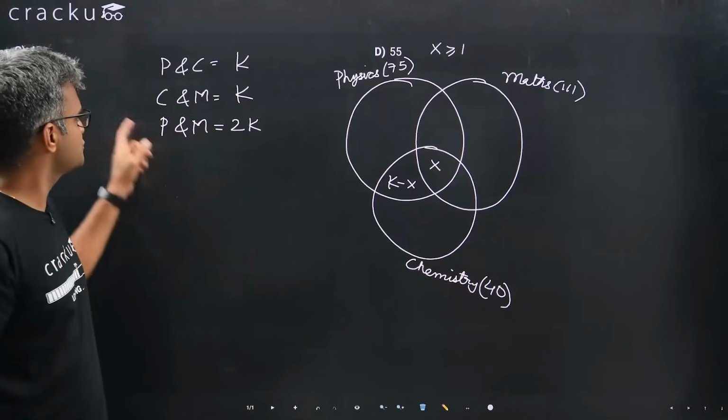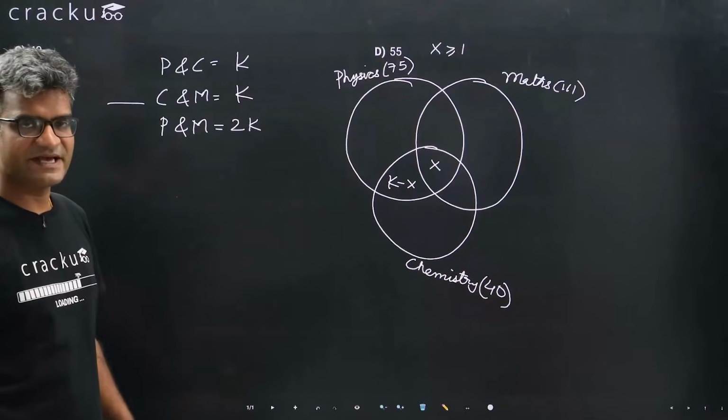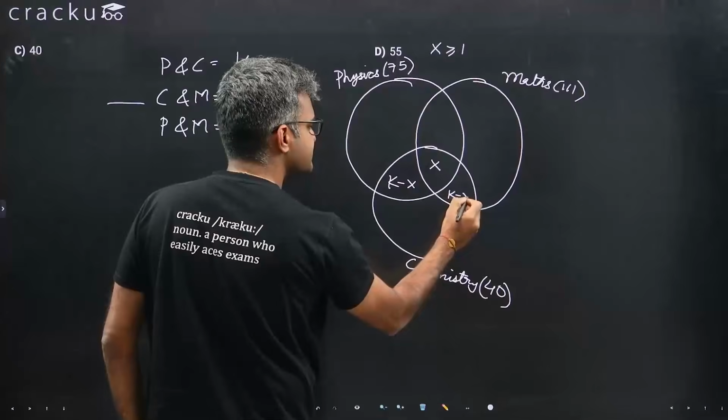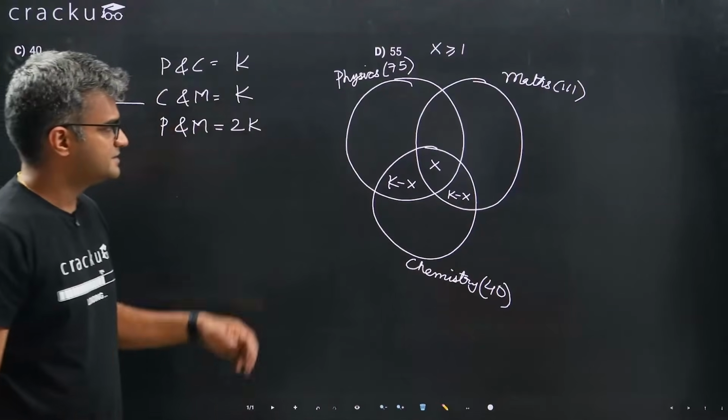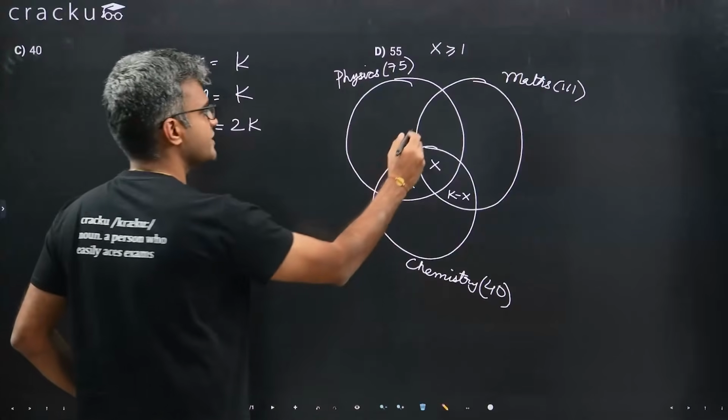Similarly, the number of students who chose chemistry and maths is k. Number of students who chose all the three subjects is x. So the number of students who chose maths and chemistry but not physics is k minus x. Similarly, the number of students who chose physics and maths but not chemistry will be 2k minus x.